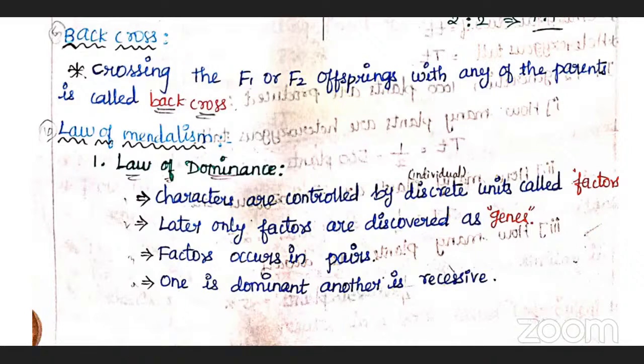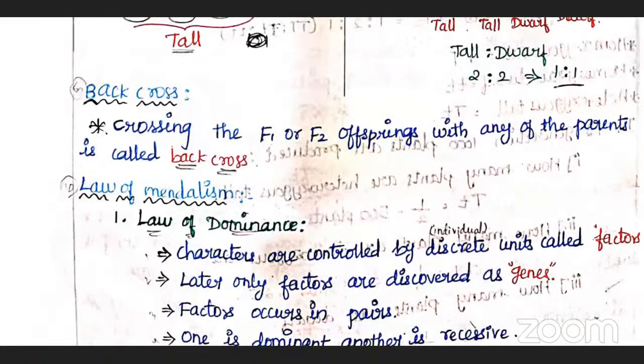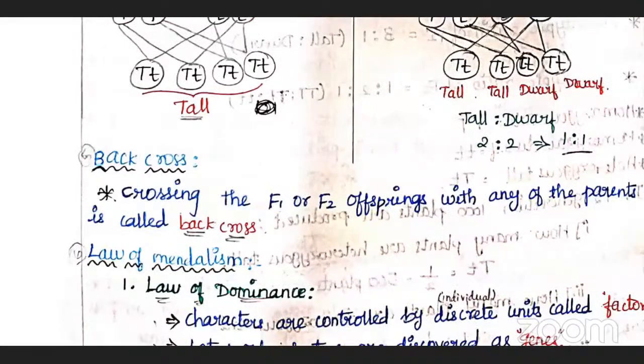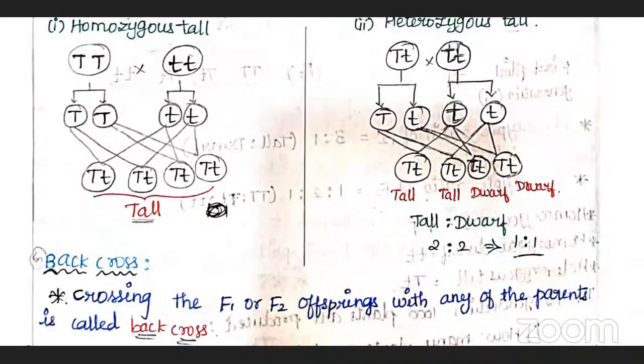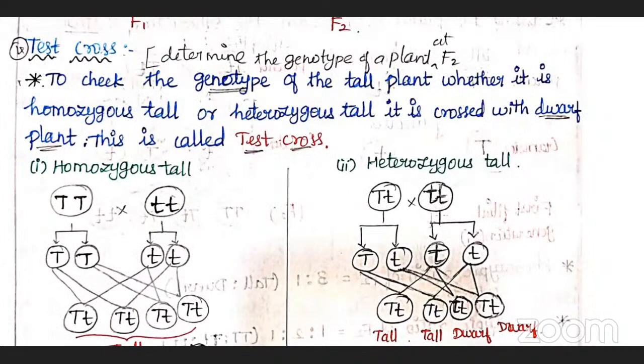Factors occur in pairs. One is dominant, another is recessive. For example, here there is a pair of individual units. Capital T is one unit, and small t is the other one. The pair of characters will be controlled by the pair of individual units.